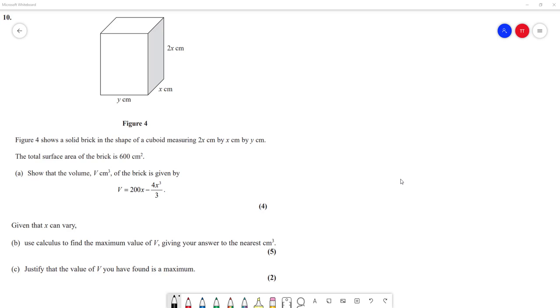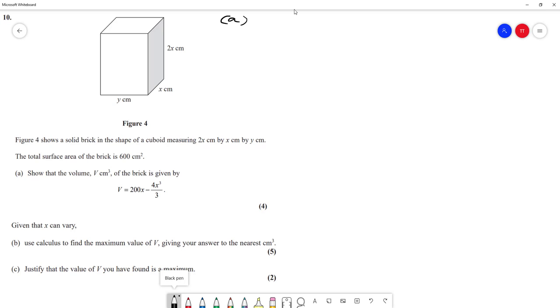Given that x can vary, use calculus, that means differentiation and integration, in our case differentiation, to find the maximum value of V, giving your answer to the nearest centimeter cubed. Part C says to justify that the value of V you found is a maximum. So what we're going to do is start off with part A and say, right, okay, so we know that the total surface area is 600 centimeters squared.